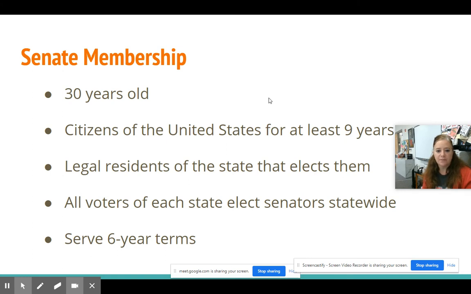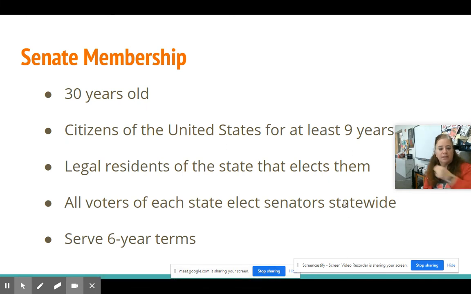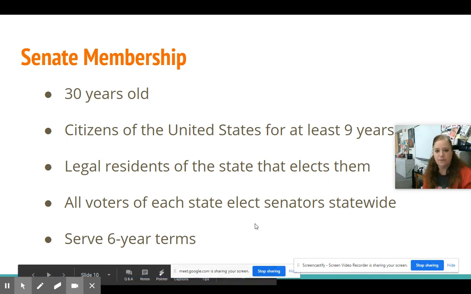So Senate, you have to be 30 years old, a citizen for at least 9 years, and a legal resident of the state that elects you. Senators, all voters of each state will vote for a senator when they're running for election. This year, we don't have a senator running for election. Senators hold 6-year terms, so it comes up on 2 out of 3 election cycles. And this just happens to be the one it doesn't come up in.